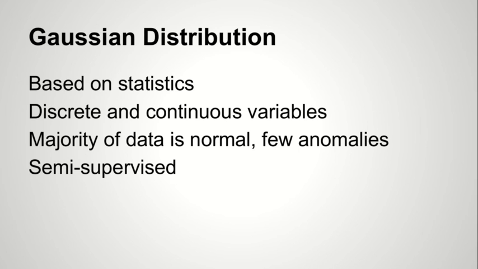And we assume beforehand that the majority of the data is normal, and we'll have a few anomalies in our data set. It could be treated as a semi-supervised learning algorithm, because it's possible to implement without knowing which are the anomalies and which are the normal data, but usually it will also work when you know that beforehand.